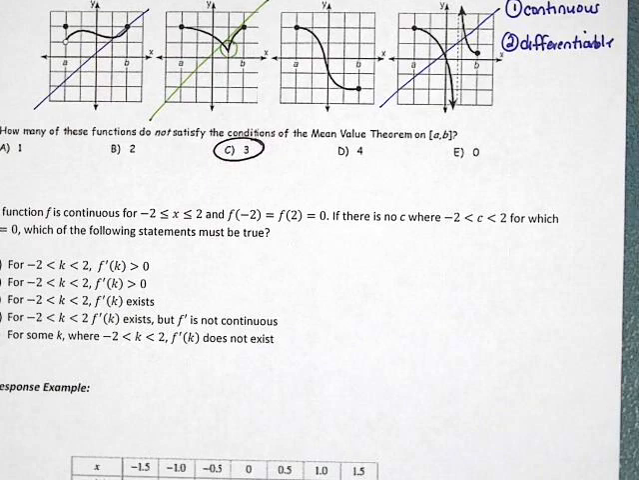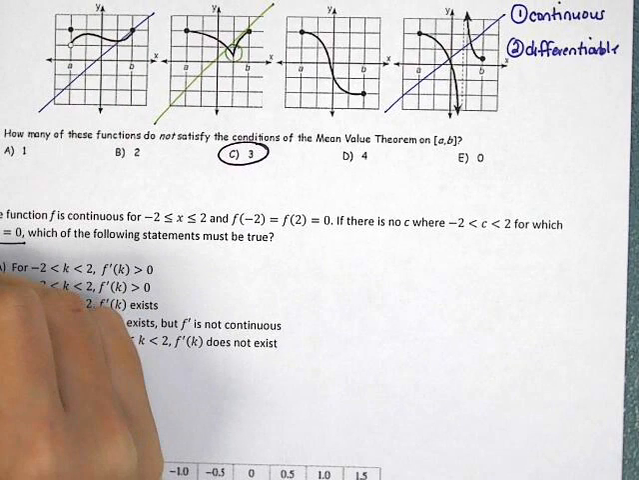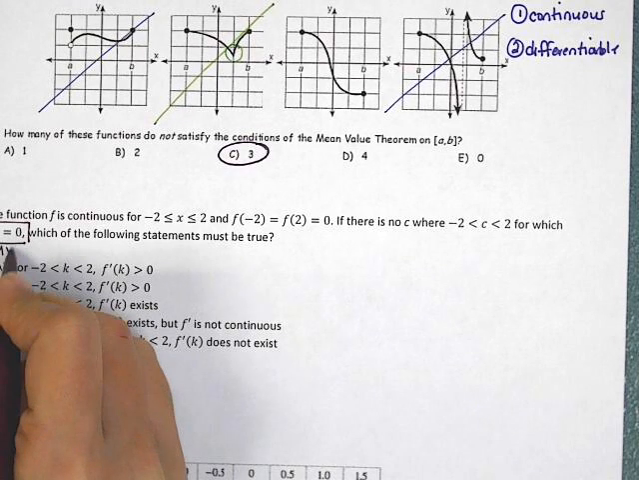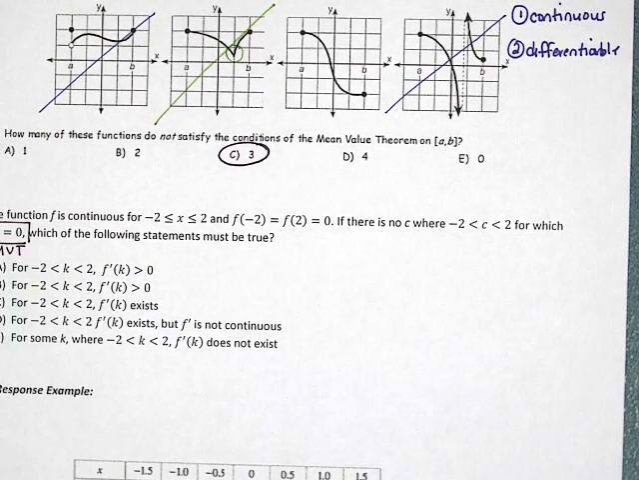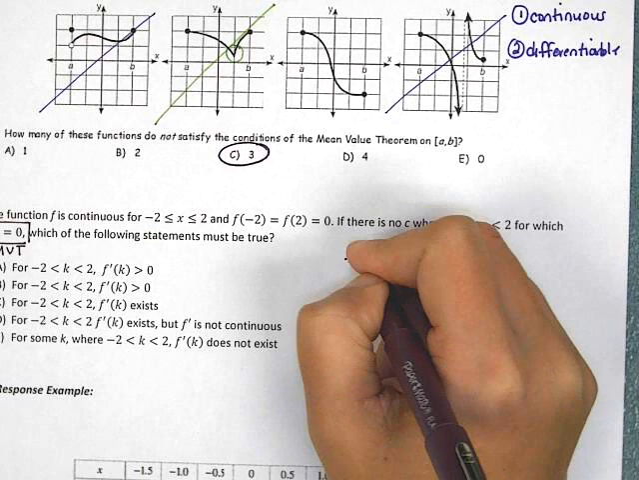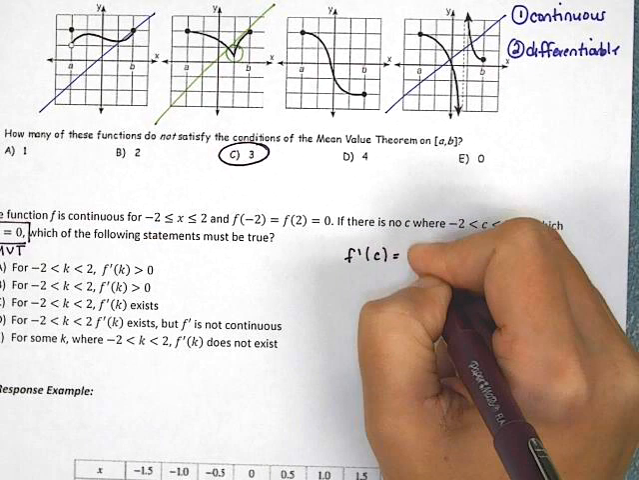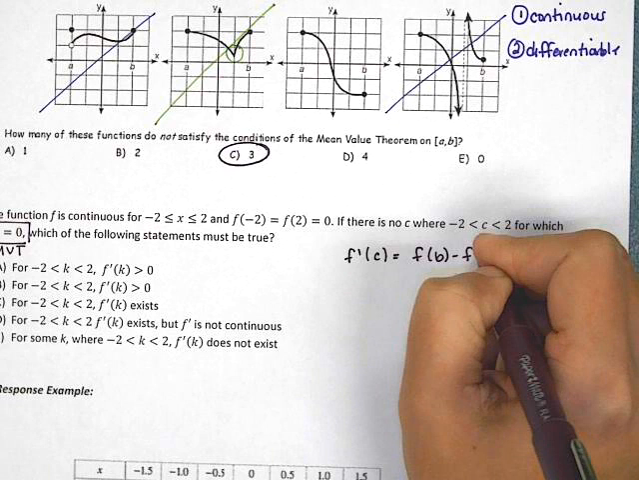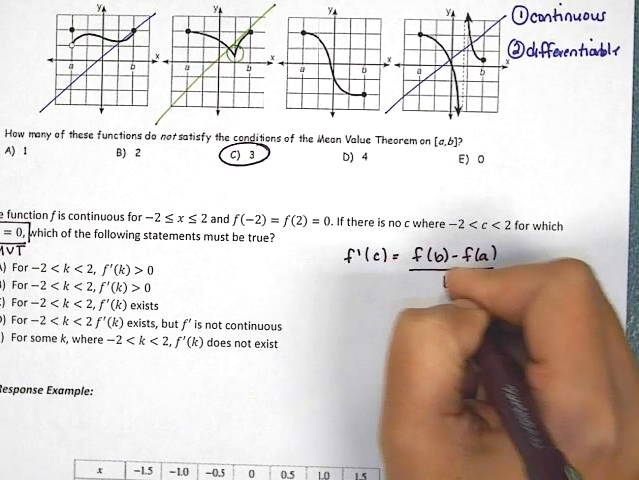Number 2, if the function f is continuous between negative 2 and 2, and f of negative 2 equals f of 2 equals 0, if there is no c between negative 2 and 2 for which the derivative equals 0, which of the following statements must be true? As soon as the problem says something about the derivative equaling a certain number, I know I'm thinking about the mean value theorem. Now the mean value theorem says f prime of c has to equal f of b minus f of a all over b minus a.